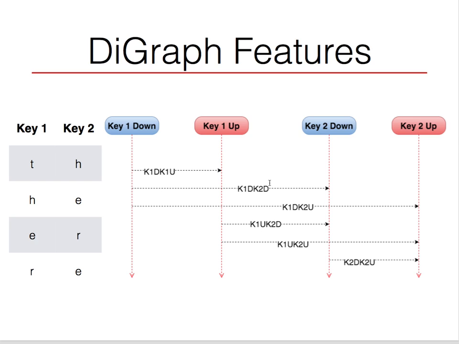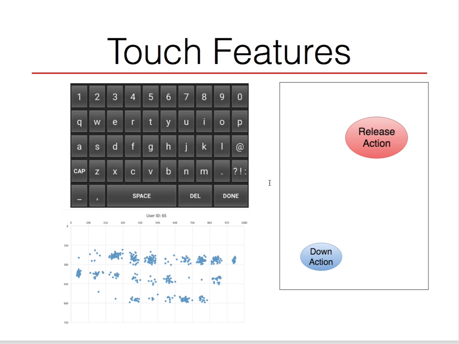The digraph features are essentially the time intervals when typing from one letter to another. So the word THERE is split into 4 digraphs, and there are 6 time intervals per digraph, as depicted here. Since for every key we have 2 events, pressing the key down and key up, then you have the intervals for the second key.